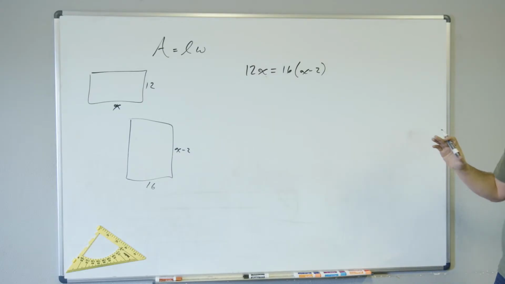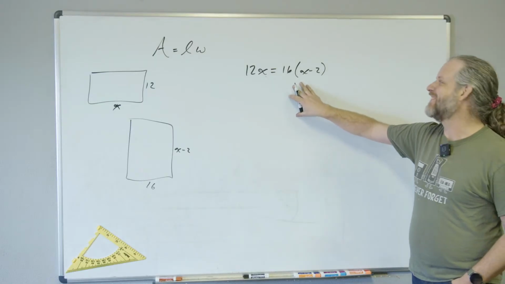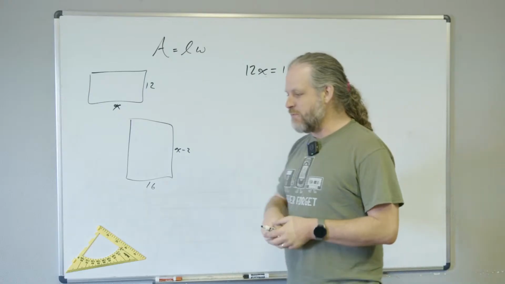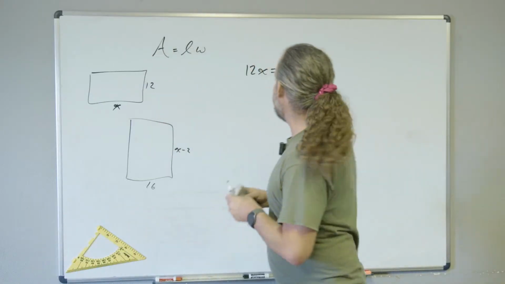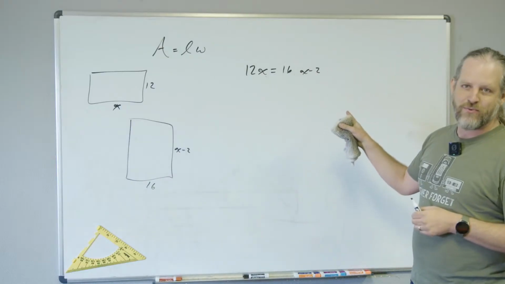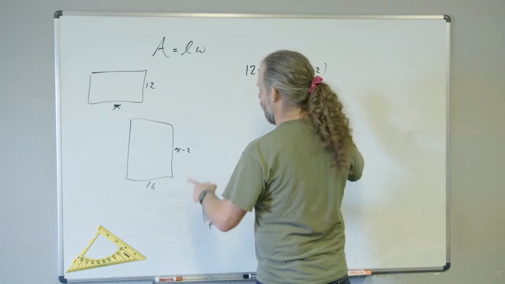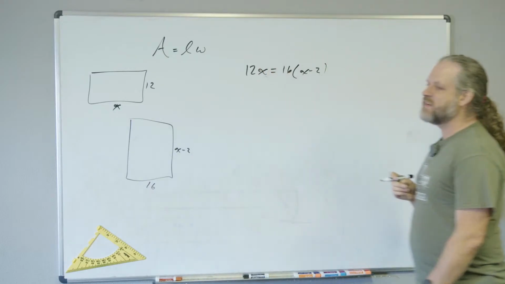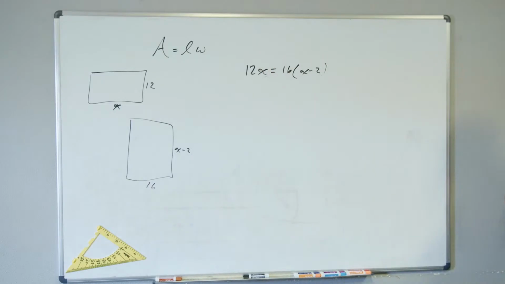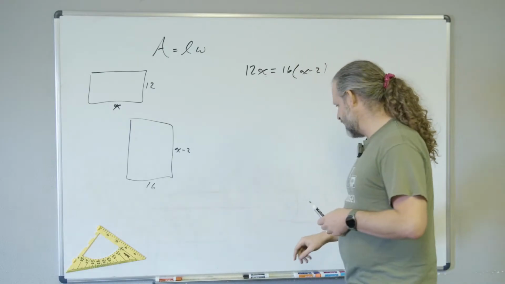Now, a place where you might make a mistake would be not thinking about the fact that this 16 is actually times everything, right? And you'd write that, which is a very different thing, yes? But this 16 is times this whole thing, yes? So x minus 2 has got to be in parentheses. Okay, we should distribute, I agree.